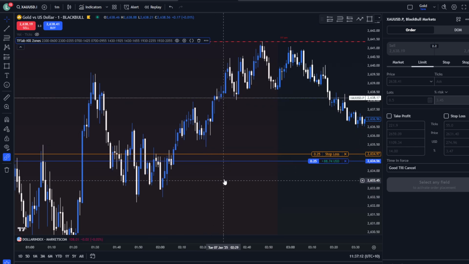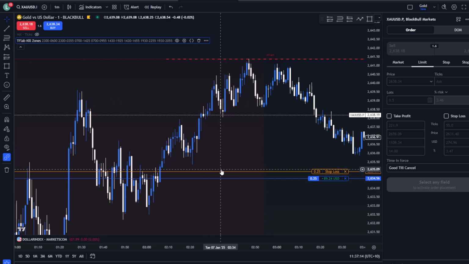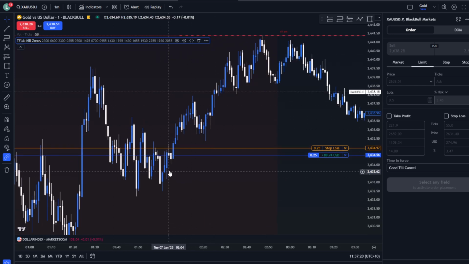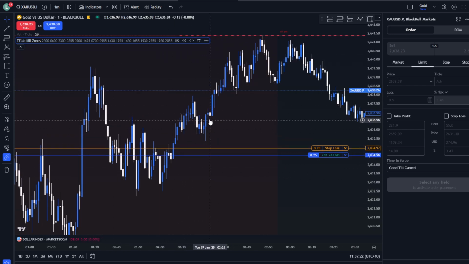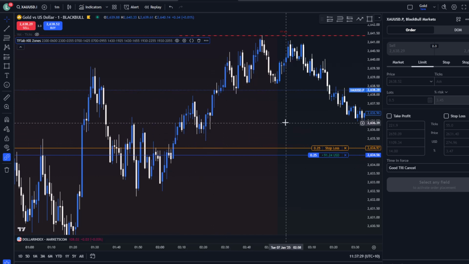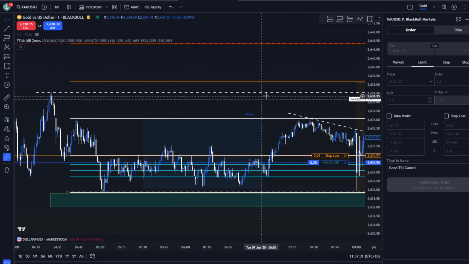Now this didn't get hit, but this would be something where you would say, okay, well, we're creating higher highs, order block zone, and what price might do is just wick straight onto the order block. But we'll save that for another video.